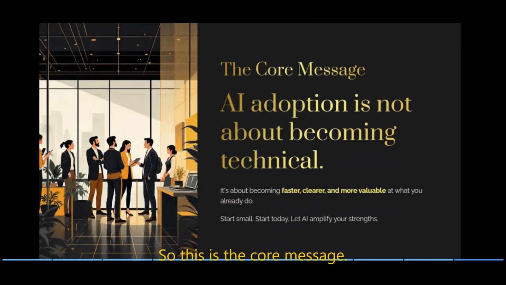Okay, so this is the core message I want you to take away. AI adoption is not about becoming technical. It's not about mastering coding or deep technical computer science lingo. That's not what AI adoption means. It's about becoming faster, clearer, and more valuable at what you already do, making you better in your domain. So start where you are. That's how real AI adoption works.